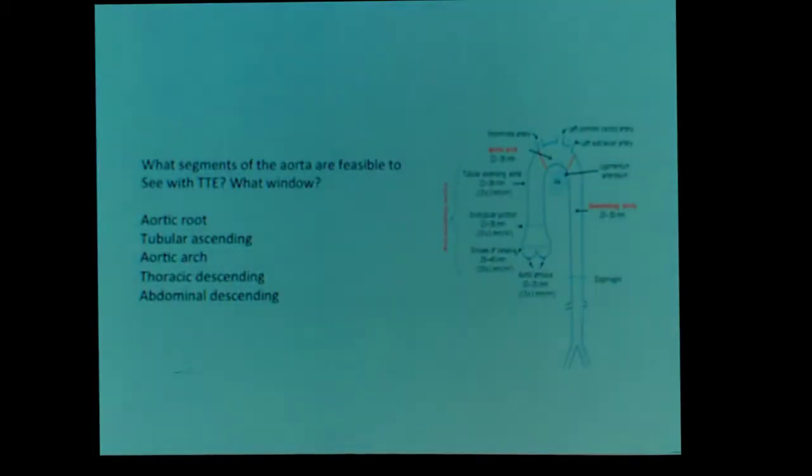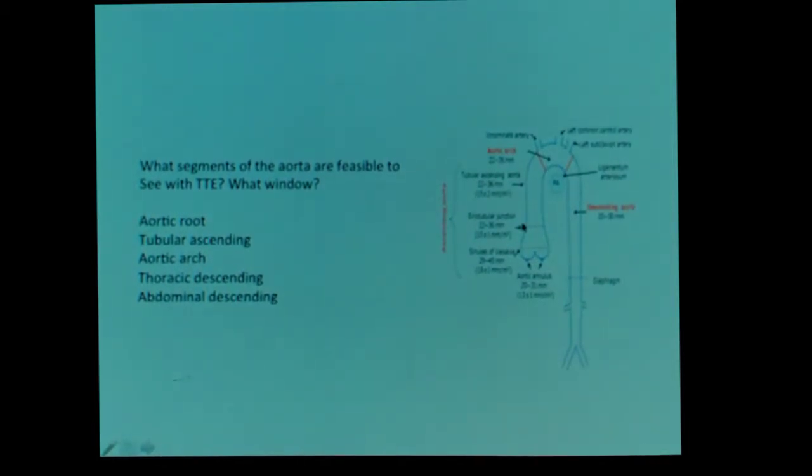Okay, so what segments of the aorta are feasible to see with transthoracic echo, and what window? Anybody wants to take a shot on that? Or I can just... Okay, so here we have a model. This area, which is the aortic root and the beginning of the ascending, is usually easy to see. So I would say that this can be seen easily with a parasternal long axis window, right? Sometimes you can't, but most of the time you can.